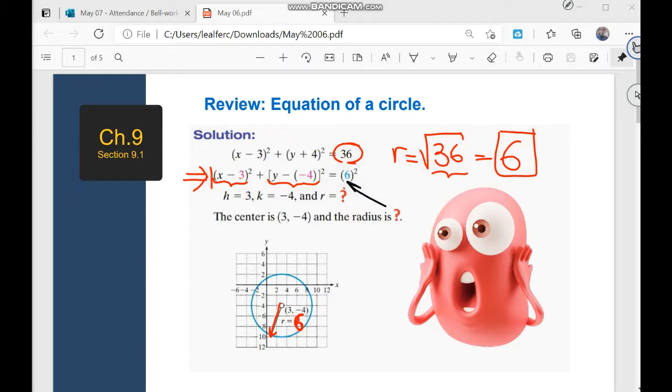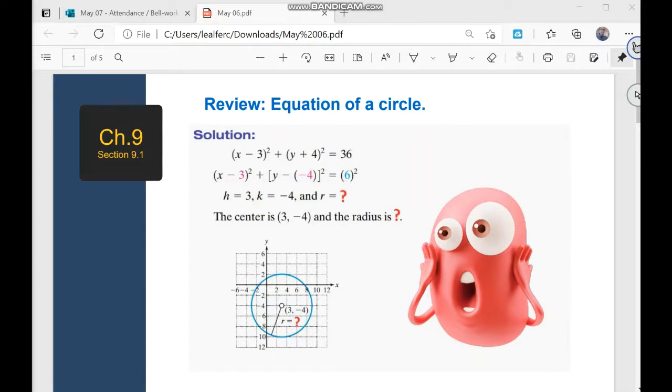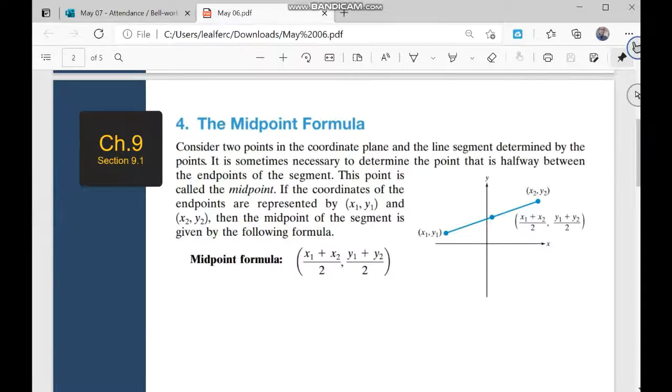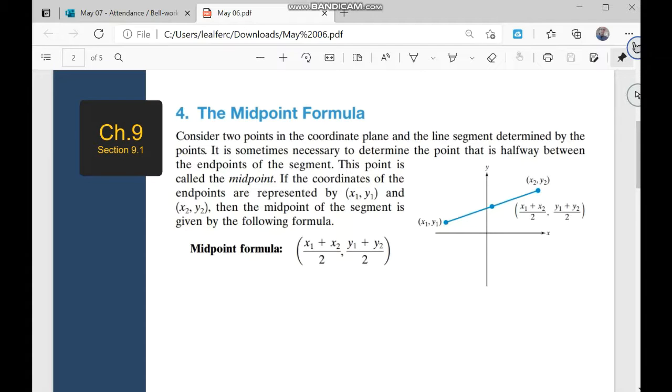Now let's move on, because today we will see another formula, another topic: how to find the midpoint of 2 points. One of the things we learned before is how to calculate the distance between 2 points. Let's say you have point 1, point 2, and we have a formula to calculate this distance here, right? This distance between 1 and 2, d equals question mark. And we have a formula for that.